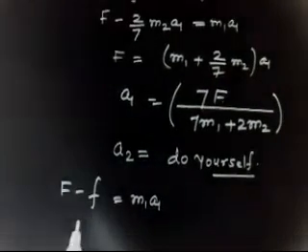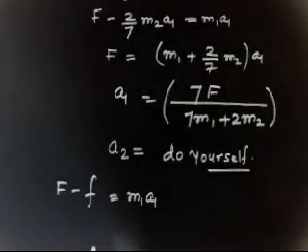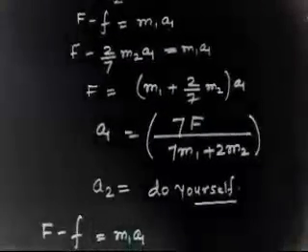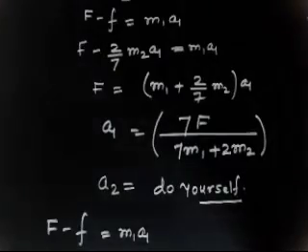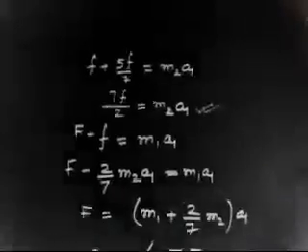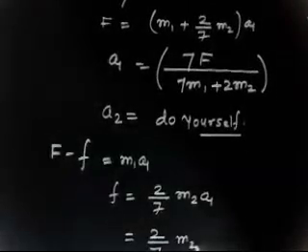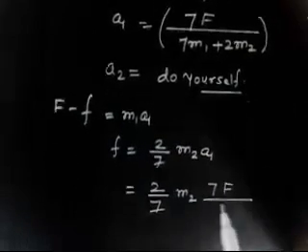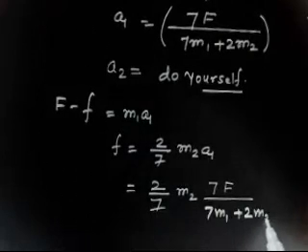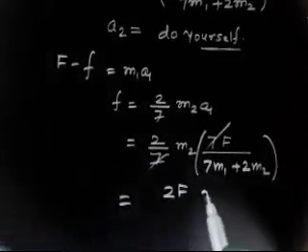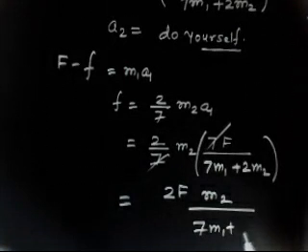Okay, let us solve for the friction force. This equation I can directly apply. Friction force: 7f by 2 is equal to m2 a1. Are you getting? So the friction force is nothing but 2 by 7 m2 a1. So this is 2 by 7 m2, and a1 is 7F divided by 7m1 plus 2m2. Now you see the 7 cancels, so you will have 2F m2 divided by 7m1 plus 2m2.